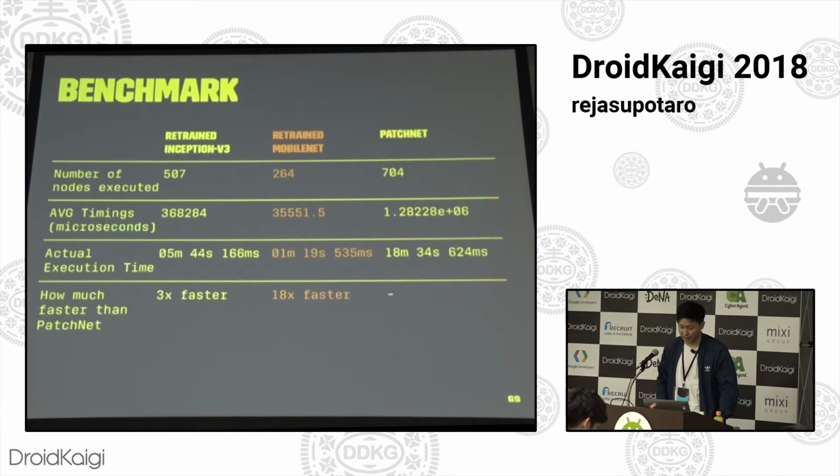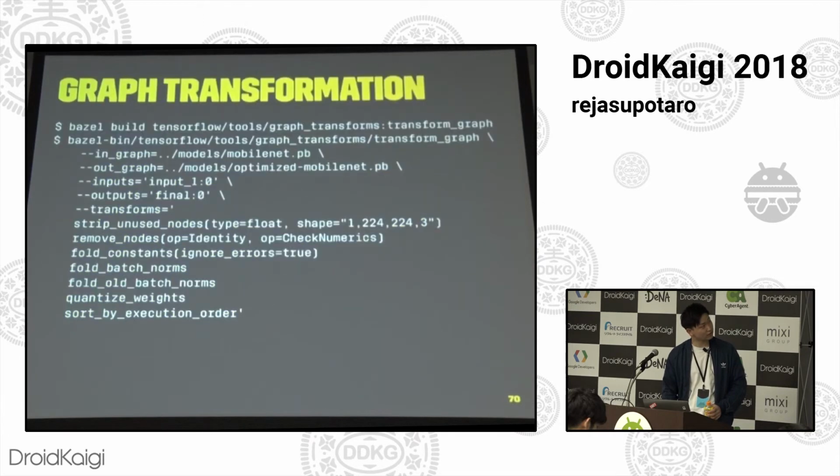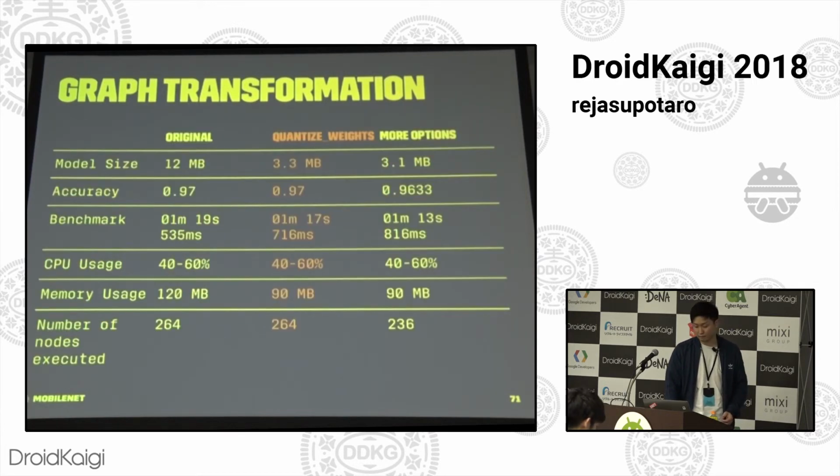I found that the number of nodes of MobileNet is small. The execution time increases exponentially when the number of nodes increases. Of course, operations and the types of node affect performance, but roughly speaking, the smaller, the faster. It's so obvious, though. It's good to measure so that we can compare. And the transformation tool has many options. I don't explain the options this time, but I would say the quantized weights option contributes to reducing the model size a lot without sacrificing accuracy.